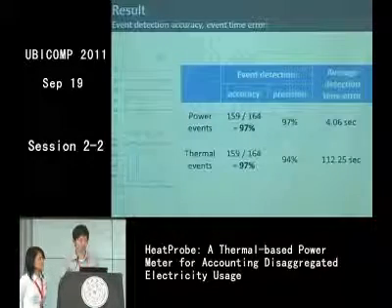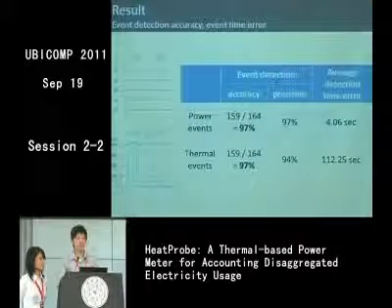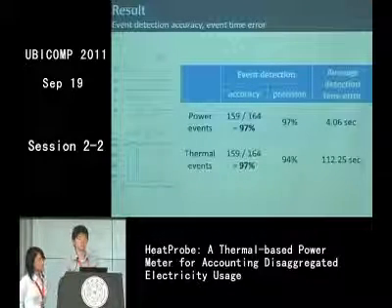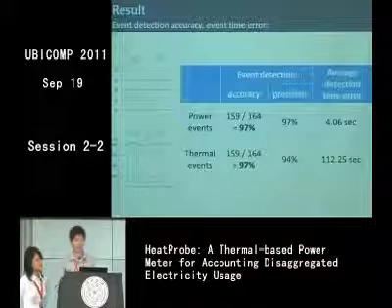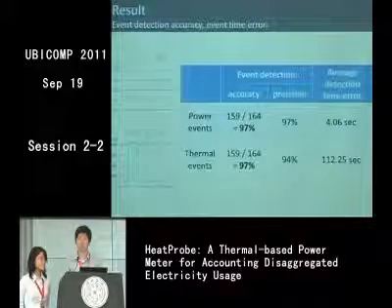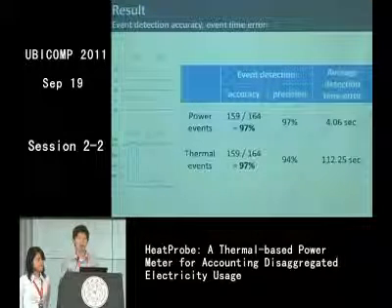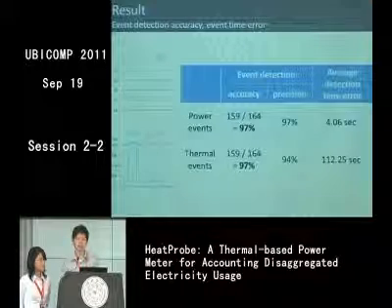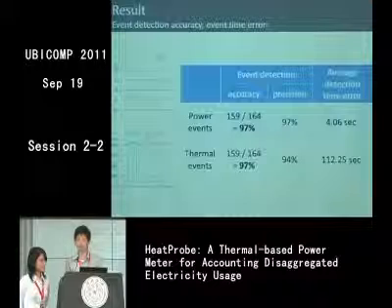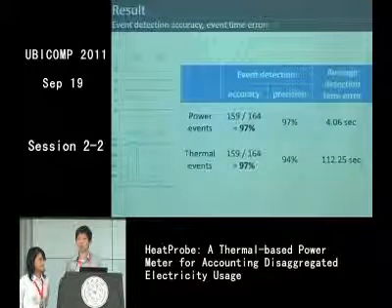We measure the event detection accuracy and event time error. Event detection accuracy measures the percentage of correctly detected events over all events, which gives a result of 97% accuracy and more than 94% precision. The event time error measures the difference between event ground truth time and the system detected time. For power events, the average error is around 4 seconds, whereas for thermal events, the error is 112 seconds.